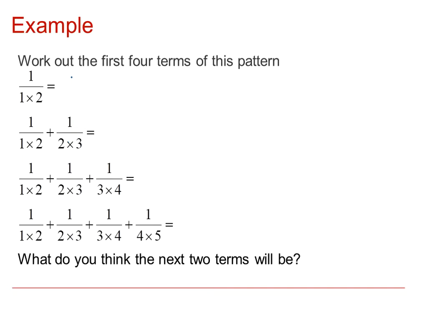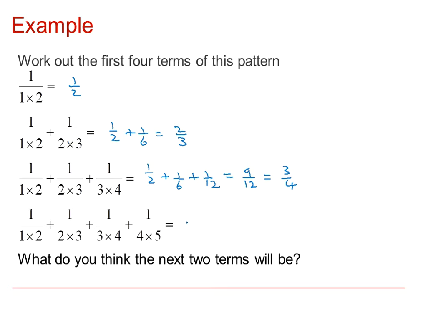So the first one is a half. The second one is a half plus a 6th, which gives me 2/3. The next one is a half plus a 6th plus a 12th. It gives me, with the common denominator, 9/12, which is 3/4.